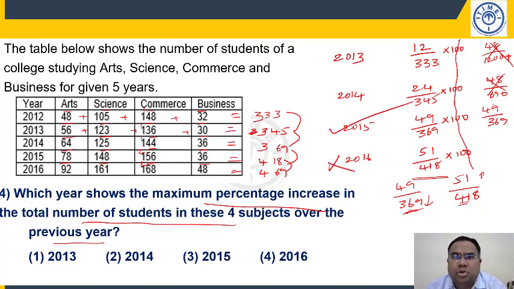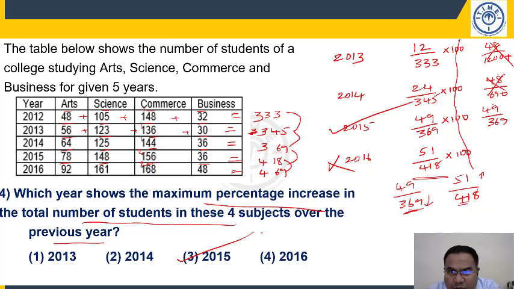I can eliminate 2016. This is an observation based question. Without calculating, you can answer the question by observation. Right? Don't waste your time finding out percentages. So 49 by 369, that is 2015, should be the highest. Right? So this completes our first set on table.